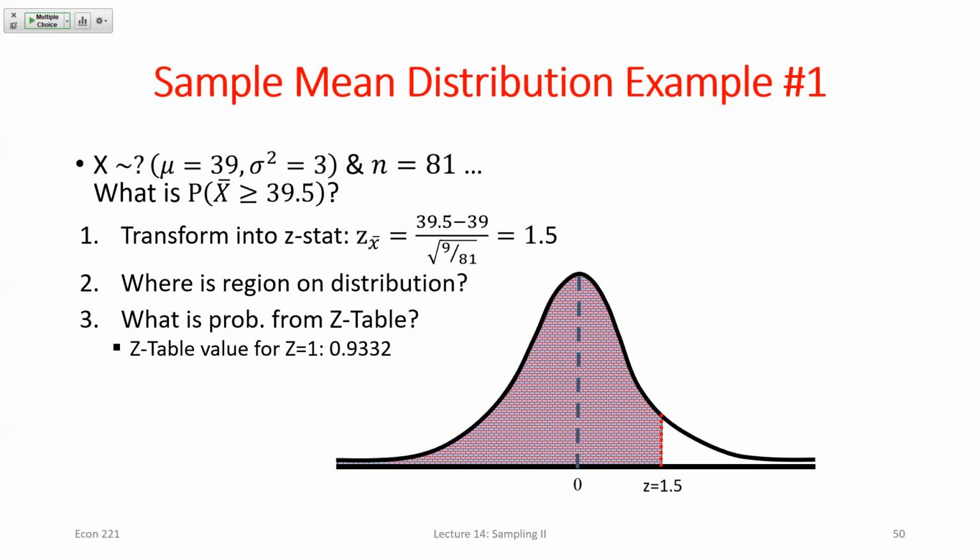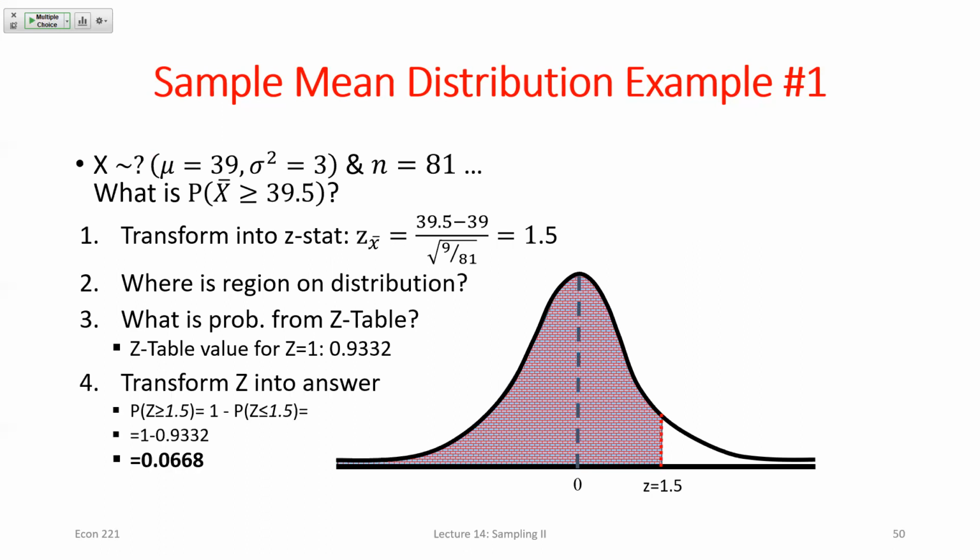So we find about 0.9332. Remember, we originally wanted the probability of seeing that value or greater. So we have one more step, which is subtracting it from 1. So final step, subtract that from 1, and we get that the probability is quite a bit closer to 0.0668.